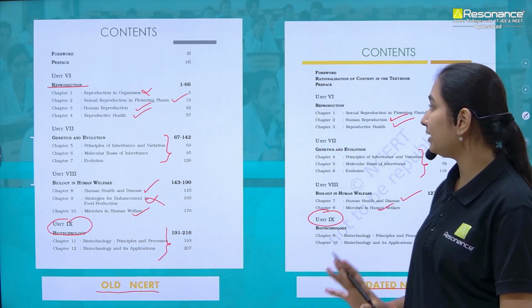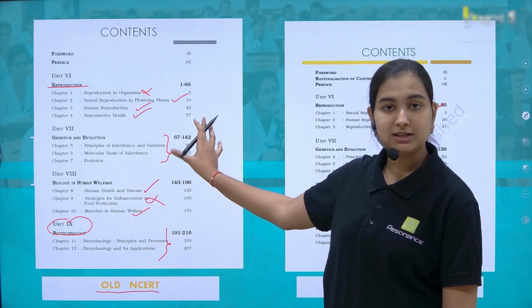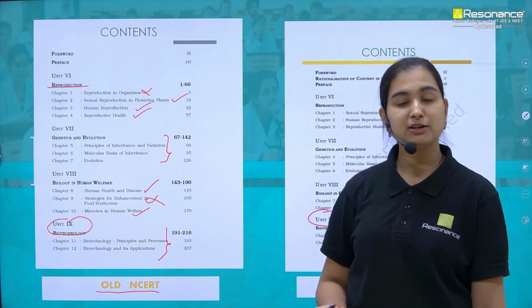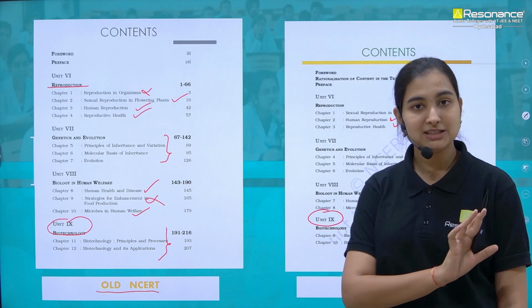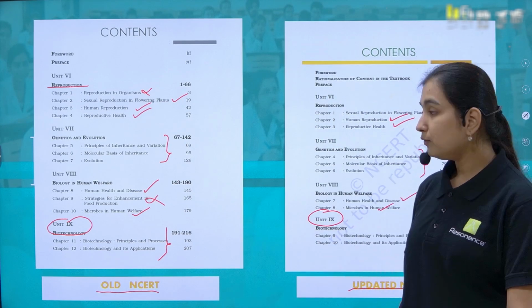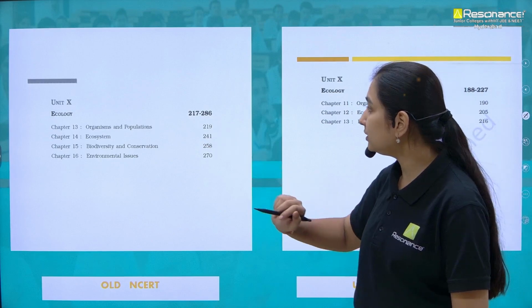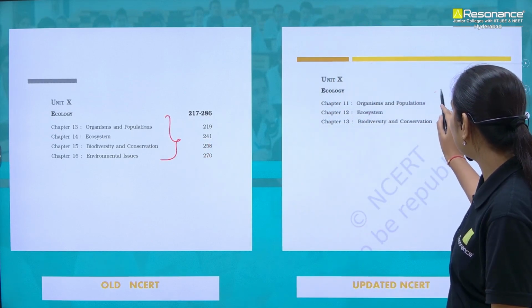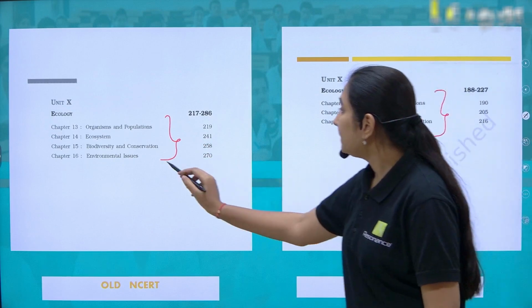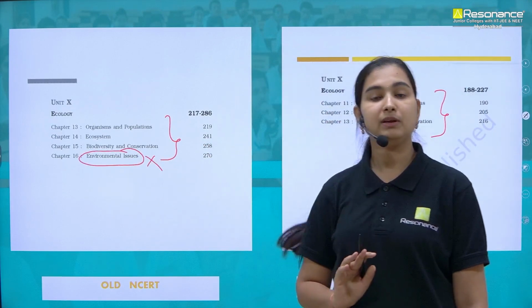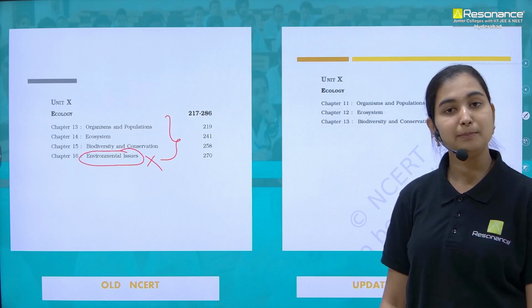So basically what did we just see? The 2 chapters, the reproduction in organisms and strategies for enhancement in food production, have been deleted. So you don't have this entire chapter in the updated NCERT. Now moving to the next, we have the 10th unit. Here you can see you had 4 chapters, but now you have only 3. Which chapter? The environmental issues chapter is completely deleted. So we don't have this chapter.